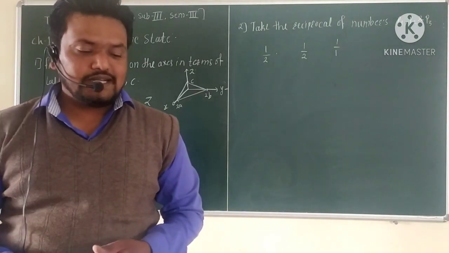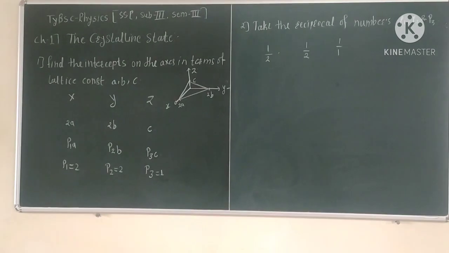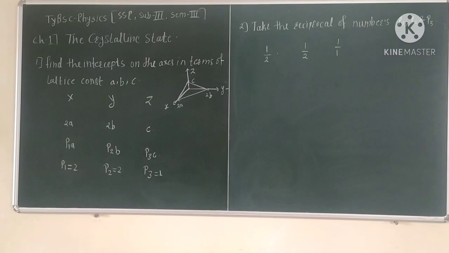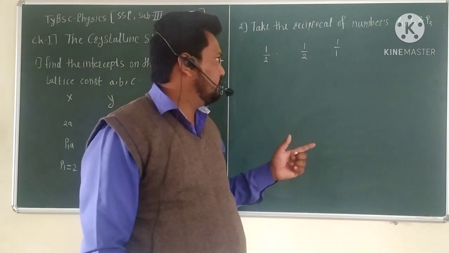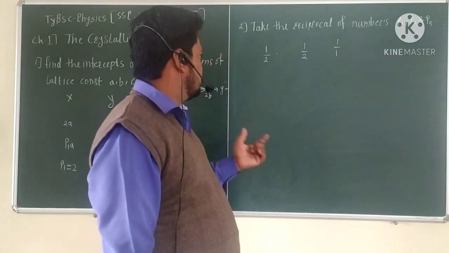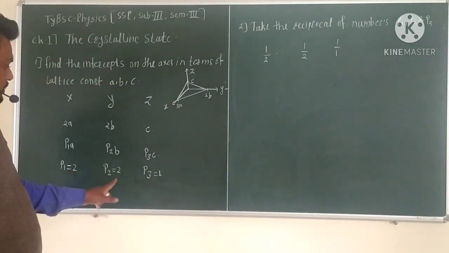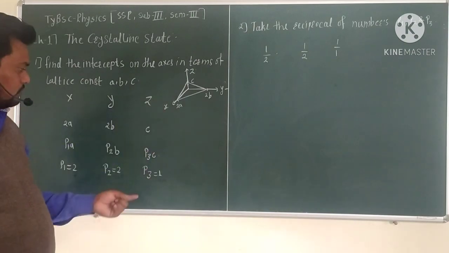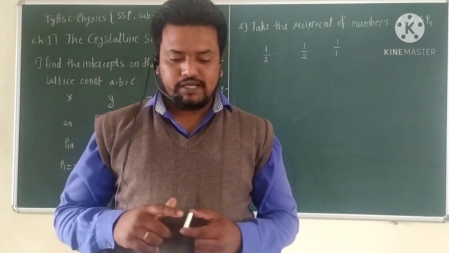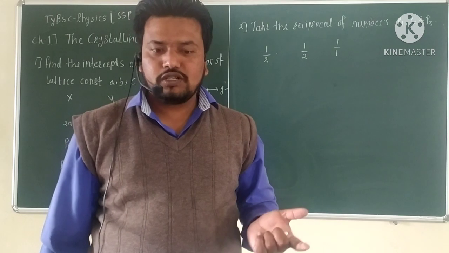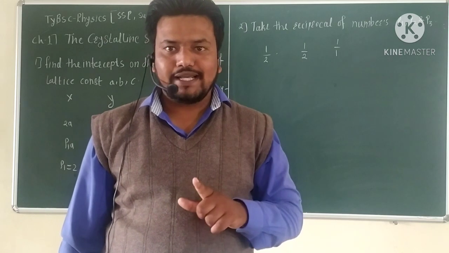Now the next step is to convert the reciprocal numbers into whole numbers. Taking the reciprocal of p1, p2 and p3: since p1 is equal to 2, the reciprocal is 1 by 2. Since p2 is 2, the reciprocal is 1 by 2, and since p3 is equal to 1, the reciprocal is 1 by 1. Now the next step is to convert these reciprocals into whole numbers by multiplying by the LCM.